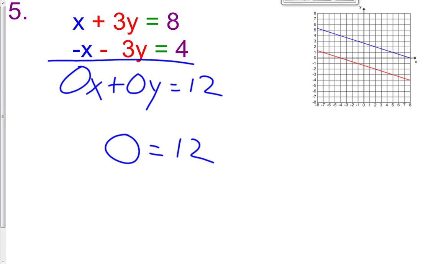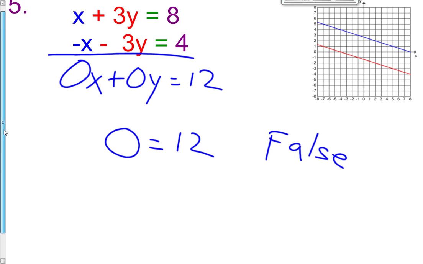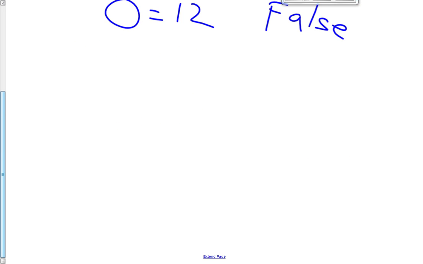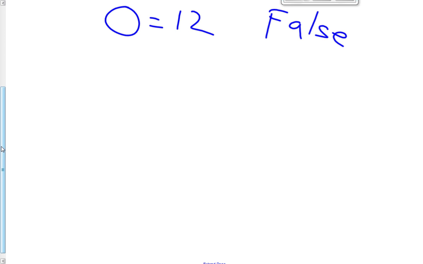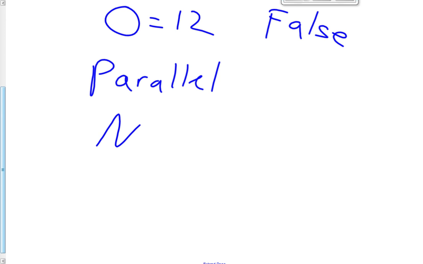0 equals 12. Is this a true statement or is this a false statement? Well, obviously 0 is not the same thing as 12. 0 does not equal 12. So this is a false statement. When we ever do this by substitution or elimination, if we get a false statement, the lines are not the same line. They're actually parallel lines. Parallel lines never intersect, so what is the solution? There isn't one. The answer is no solution.